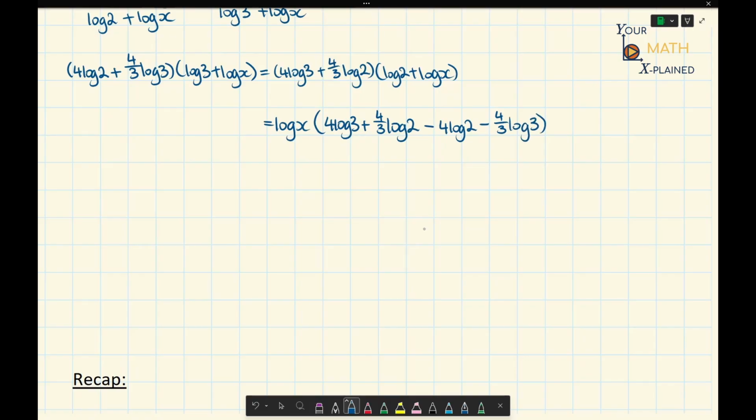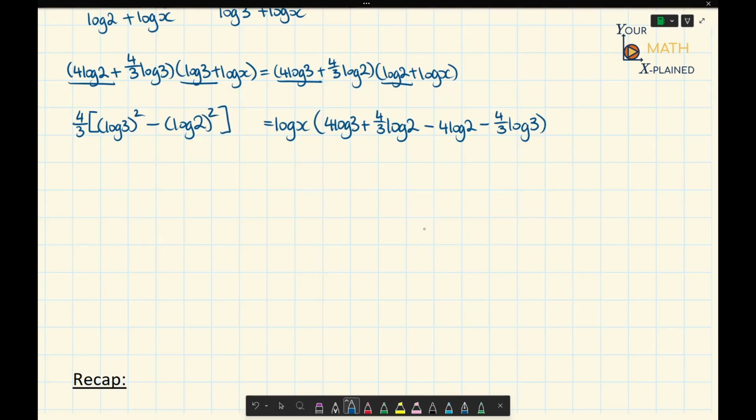And then on the left-hand side, we can see that we actually have the terms 4 log 3 log 2 and 4 log 2 log 3. So they actually end up canceling out. So that means on the left-hand side, we're only going to be left with 4 over 3 times log 3 squared minus log 2 squared.